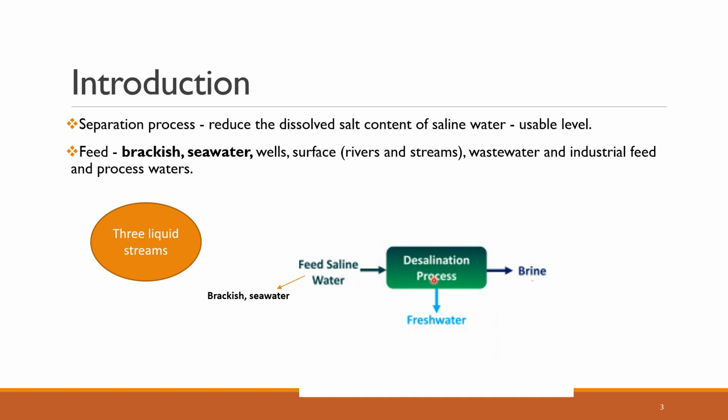So after the process of desalination takes place, you get two more streams. One is the fresh water, which is called permeate, which will have very little concentration of salt. And the second stream is the waste stream, which is called brine. In the brine, the concentration of salt will be much higher than what was present in the feed. So you have this fresh water.